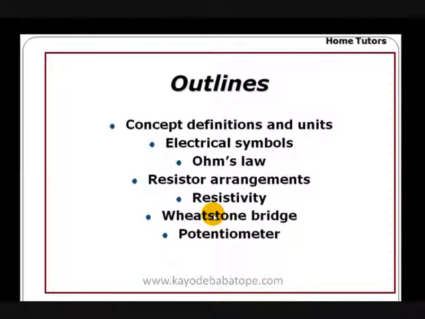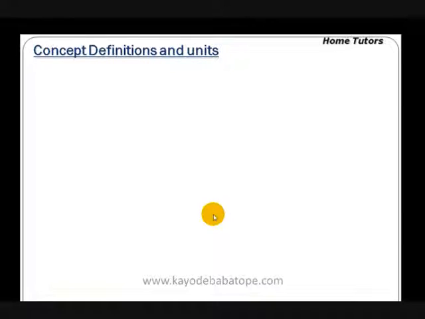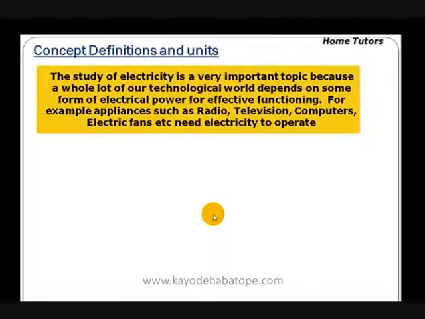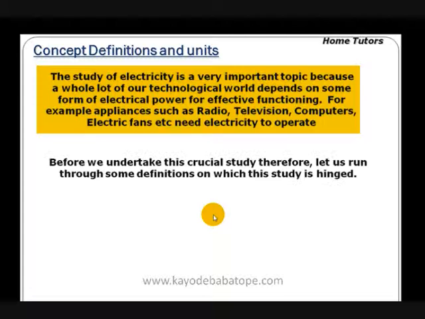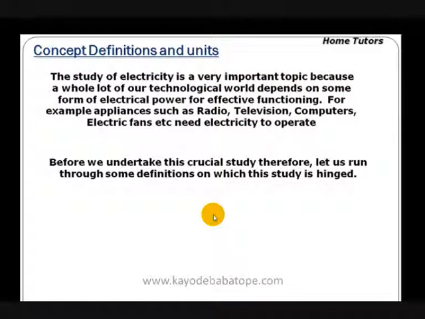Okay, so that taken, now we go ahead to concepts, definitions, and units that are used in electrical systems. The study of electricity is a very important topic because a whole lot of our technological world depends on some form of electrical power for effective functioning. For example, appliances such as the radio, television, computers, electric fans, etc. need electricity to operate. Before we undertake this crucial study, therefore, let us run through some definitions on which the study is hinged.